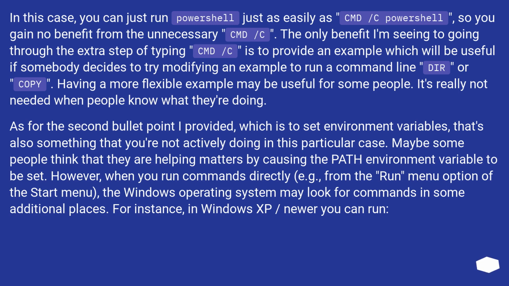In this case, you can just run PowerShell just as easily as cmd /c PowerShell, so you gain no benefit from the unnecessary cmd /c. The only benefit I'm seeing to going through the extra step of typing cmd /c is to provide an example which will be useful if somebody decides to try modifying an example to run a command line dir or copy. Having a more flexible example may be useful for some people. It's really not needed when people know what they're doing.